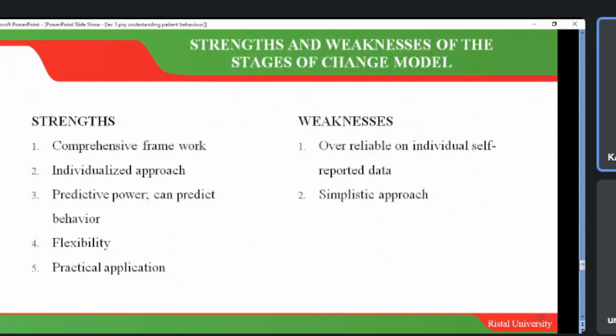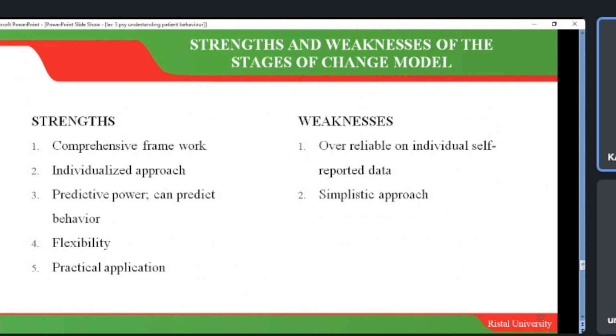Then the strengths of this model: it has a comprehensive framework. Those stages are what we mean by comprehensive framework. Then an individualized approach, whereby it is applied to each individual, as each individual relies on their own. It has a strong predictive power, whereby it can predict behavior. You can rely on this model to predict an individual's behavior. Another strength is that it is flexible and can be applied across almost all cultures, whether African culture or Western culture.